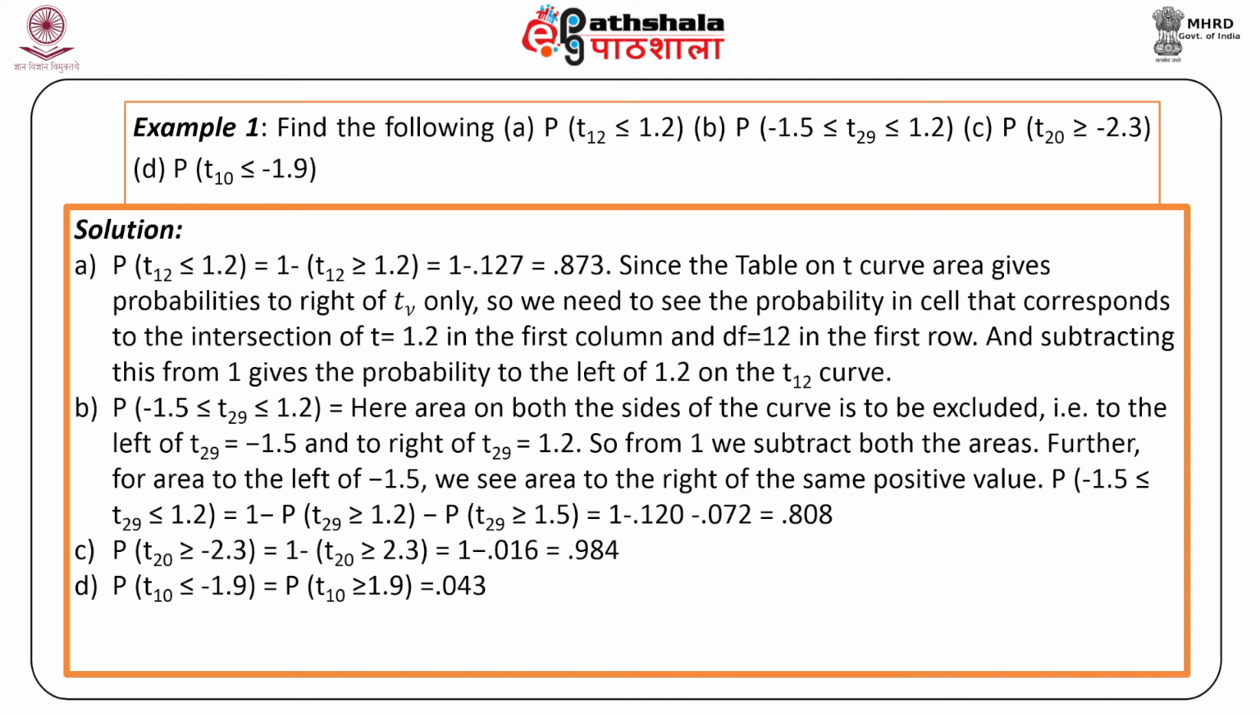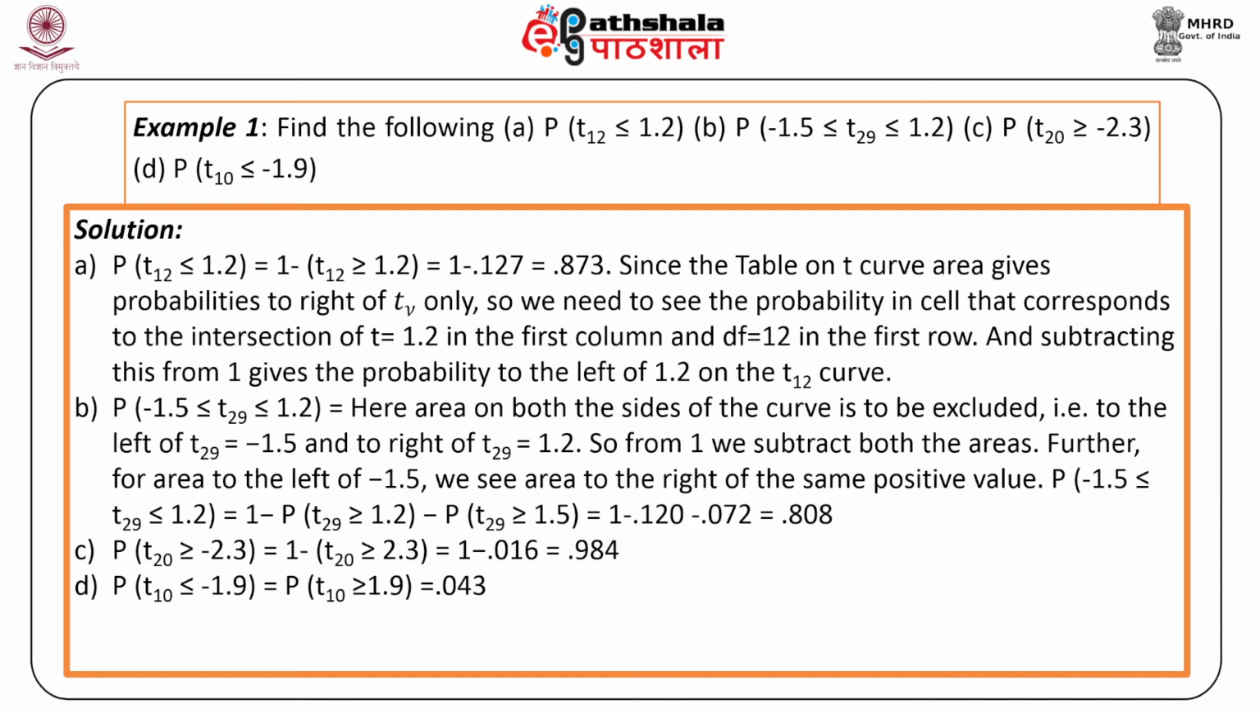Similarly, if we have to calculate probability of T29 between minus 1.5 and plus 1.2, here area on both the sides of the curve is to be excluded, which means to the left of T29 with the minus 1.5 value, and also to the right of T29 where the value is 1.2. So from 1 we subtract both the areas. How do we find out these areas? The area to the left of minus 1.5, we can see the area to the right of the same positive value because they would be equal. So what are these values?